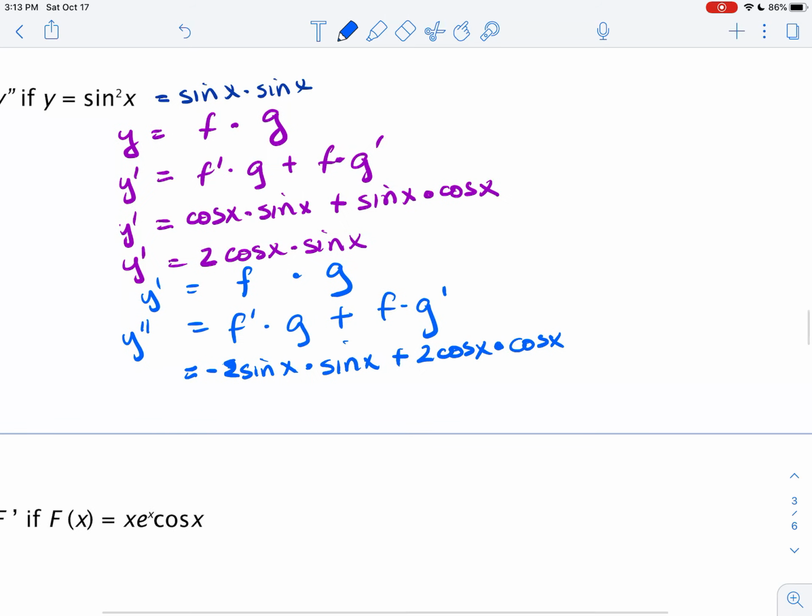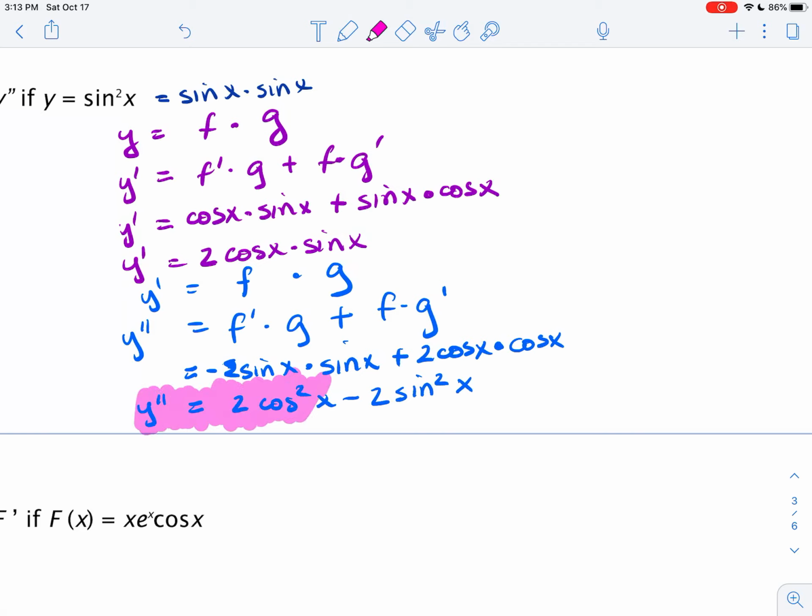So we have, and if we swap spots, we would get the minus 2 sine squared x. So we can rearrange this to say that this is 2 cosine squared x minus 2 sine squared x. And you can use trig identities, factor out the 2 and do trig identities if you'd like, or you can leave it as is. And to save time, I'm going to leave it as is. I believe that would be a cosine 2 theta.